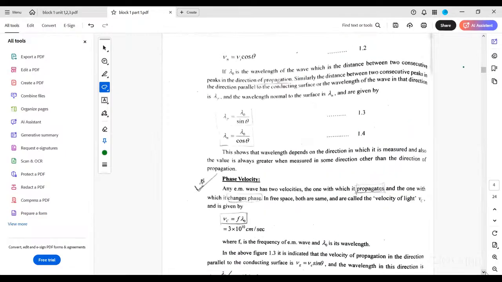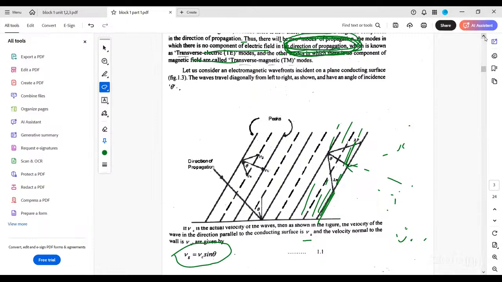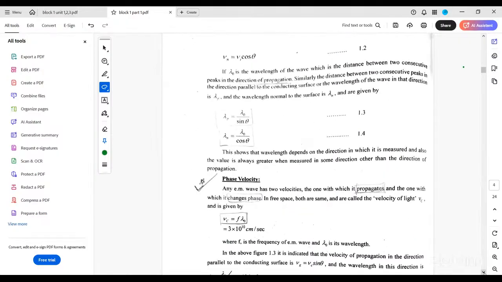What is Vc here? Vc is the actual velocity of the wave. Writing in terms of time theta is Vg. Next, I am writing the velocity normal to the plane as Vn. Vn equal to Vi cos theta.